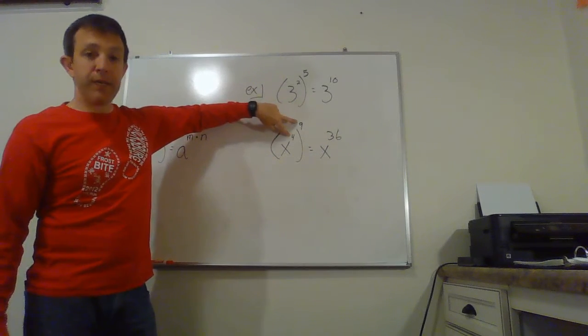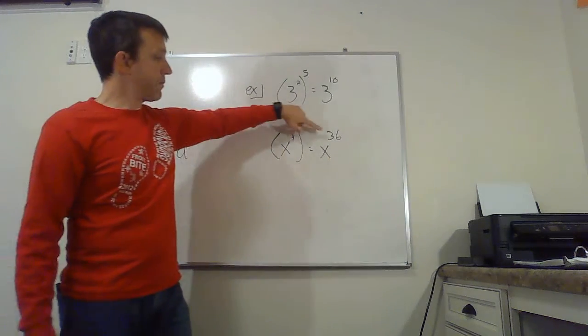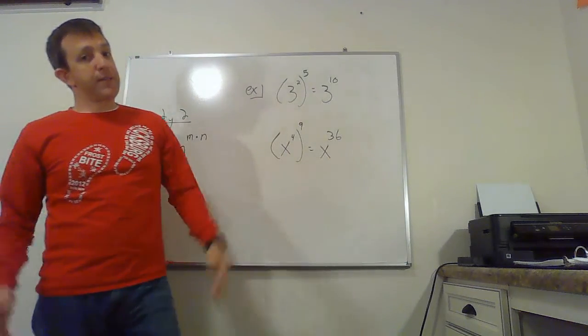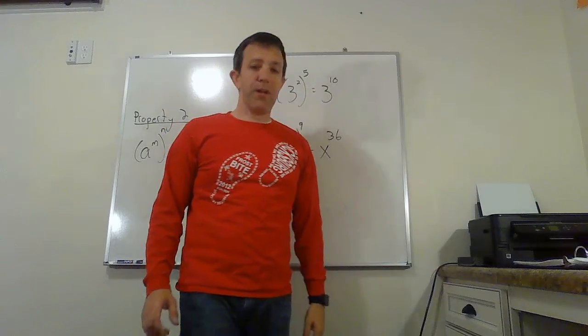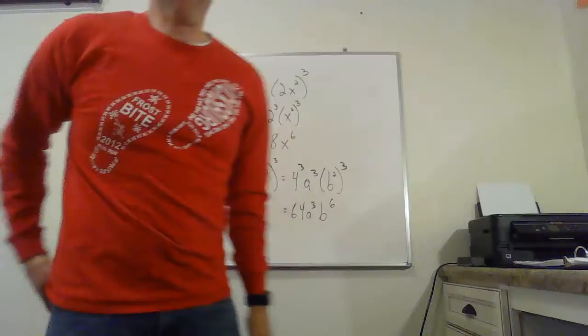We do 4 times 9, because that's my power to a power. 4 times 9 gives me 36. And that's the second property. Okay, we've got, I think, one more in this section.